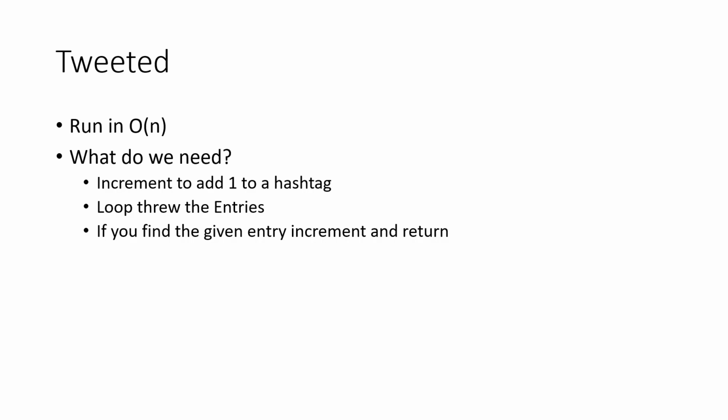Tweeted. It runs in O(n). What do we need? We need to increment the hashtag's pop, because every entry has a hashtag and a pop, so we want to increment the pop. So what are some steps that we're going to be doing? Well, just loop through the array or vector, and let's say you find HT inside the vector. You're just going to get that vector's index and increment the pop size by 1.